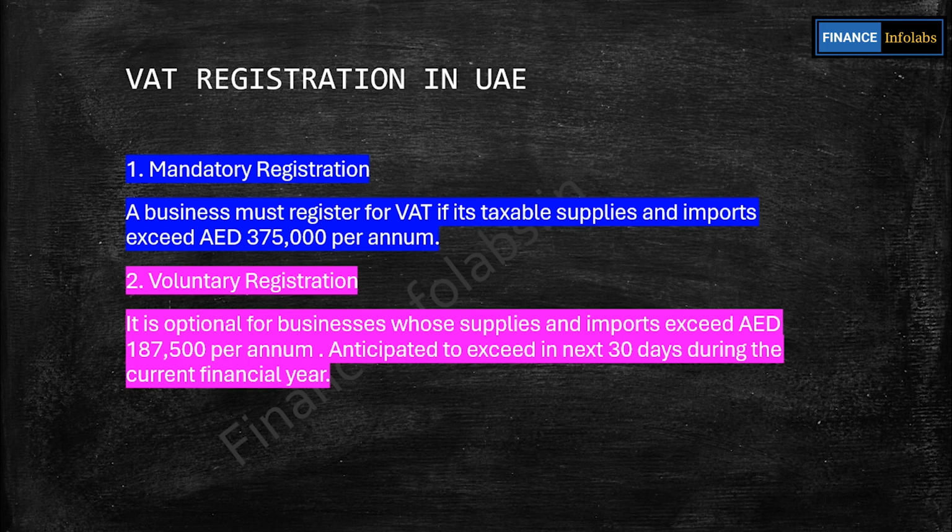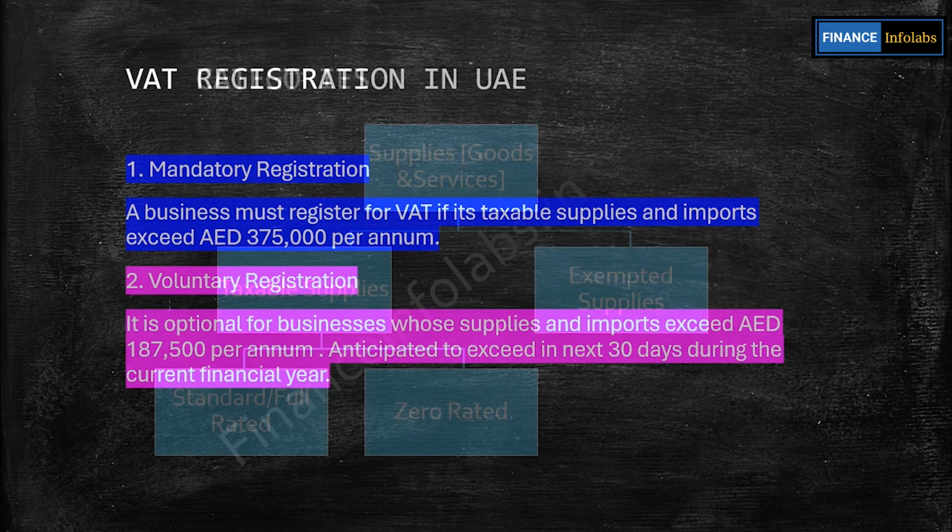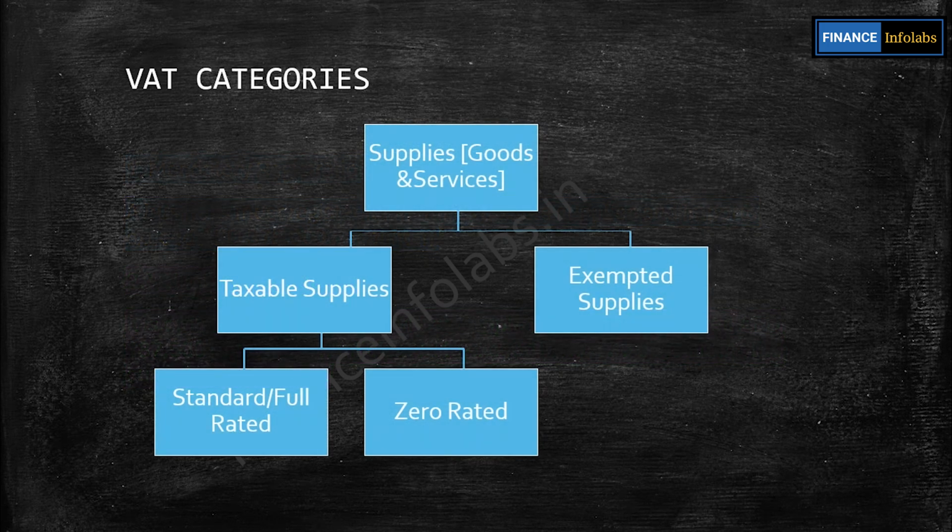In the next slide, we can discuss VAT categories in UAE. VAT categories are divided into taxable and exempt supplies. Taxable supplies include standard-rated and zero-rated supplies. Standard-rated supplies are subject to VAT at the standard rate, while zero-rated supplies are taxed at a zero rate. Exempt supplies, however, are not subject to VAT at any rate.